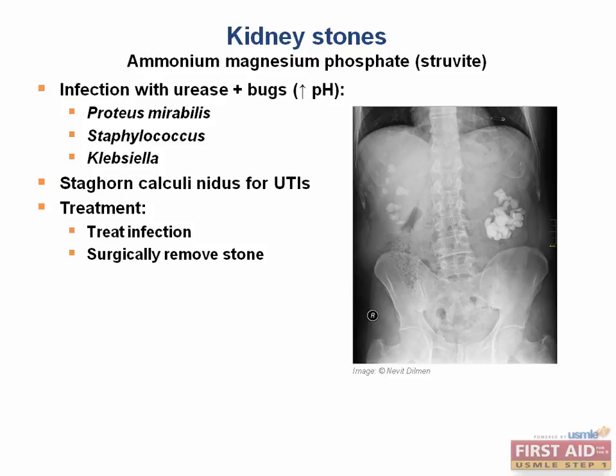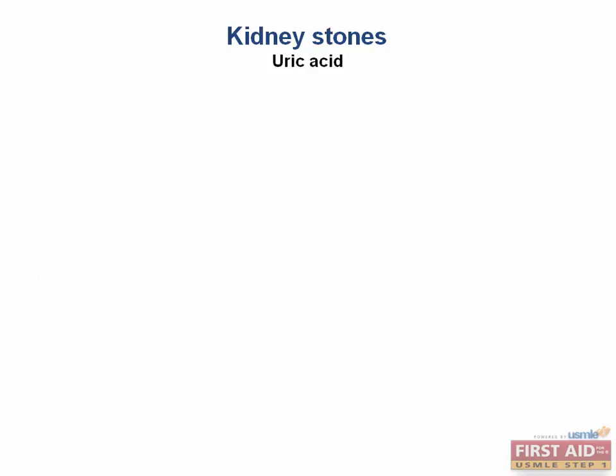As seen here in this X-ray, they are radio-opaque. The stones themselves kind of look like the top of a coffin lid. You can remember their association with ammonium magnesium because you can trace out a capital M in the lid of a coffin. Next is uric acid stones. These occur in conditions that increase uric acid excretion, such as gout or leukemia, where there is an increased cell turnover and uric acid production due to purine metabolism.